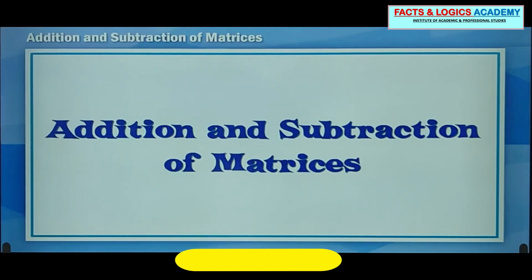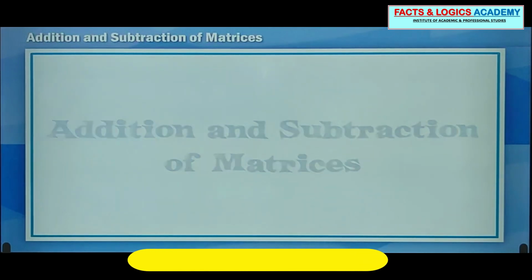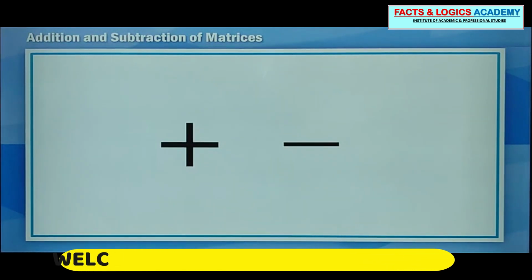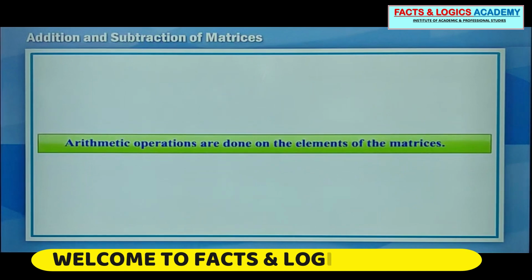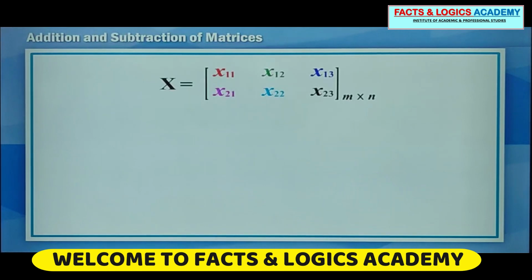performed on matrices. Arithmetic operations such as addition and subtraction are possible on matrices of the same order. However, the arithmetic operations are done on the elements of the matrices. Let's start by exploring the addition operation on two matrices.